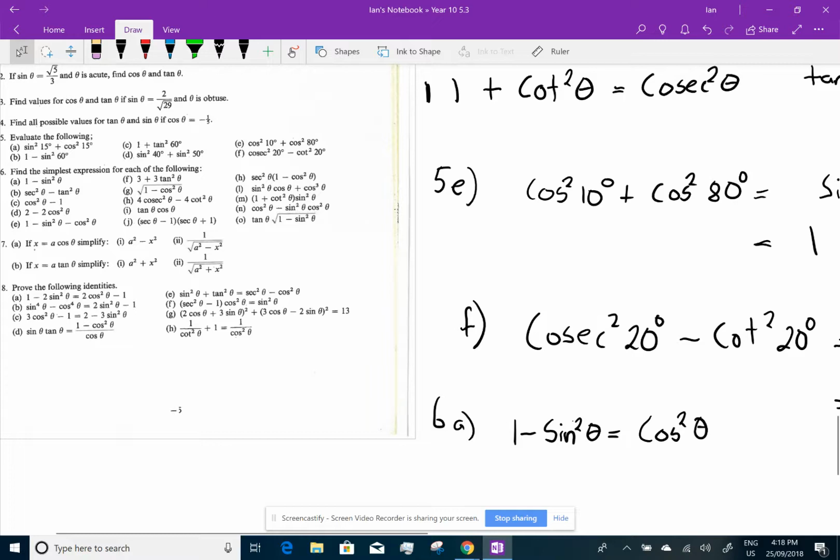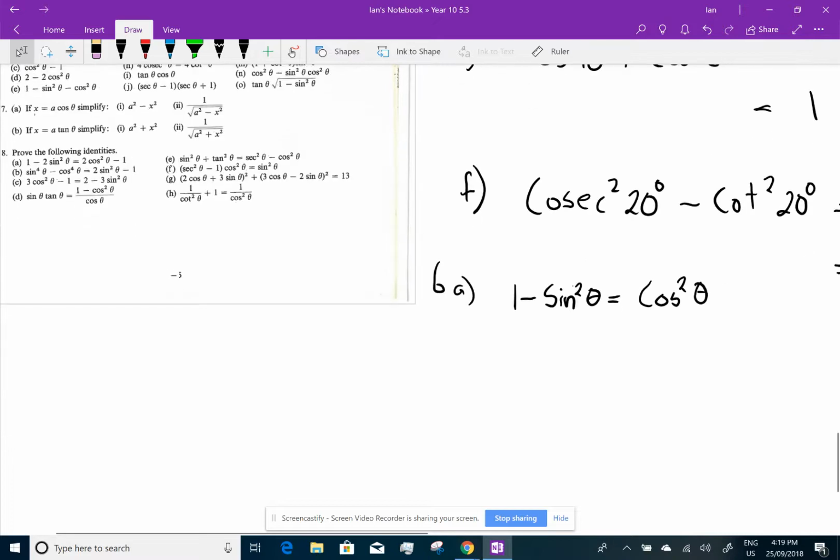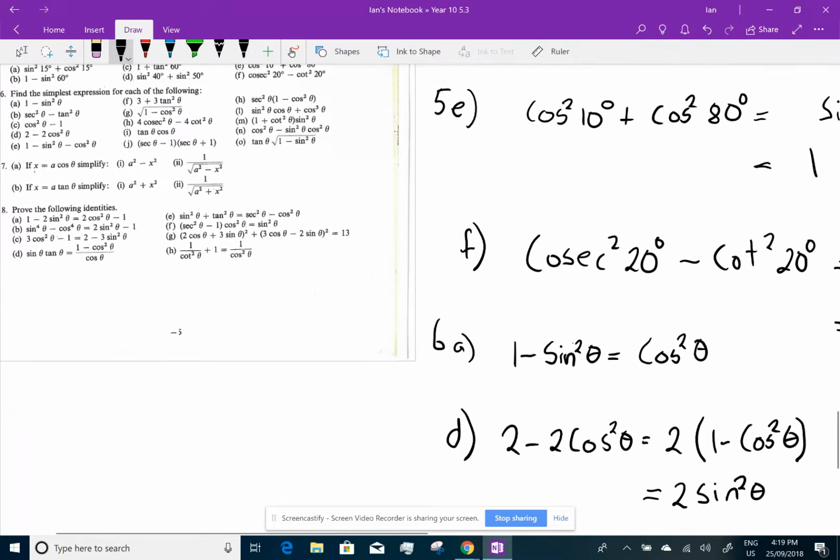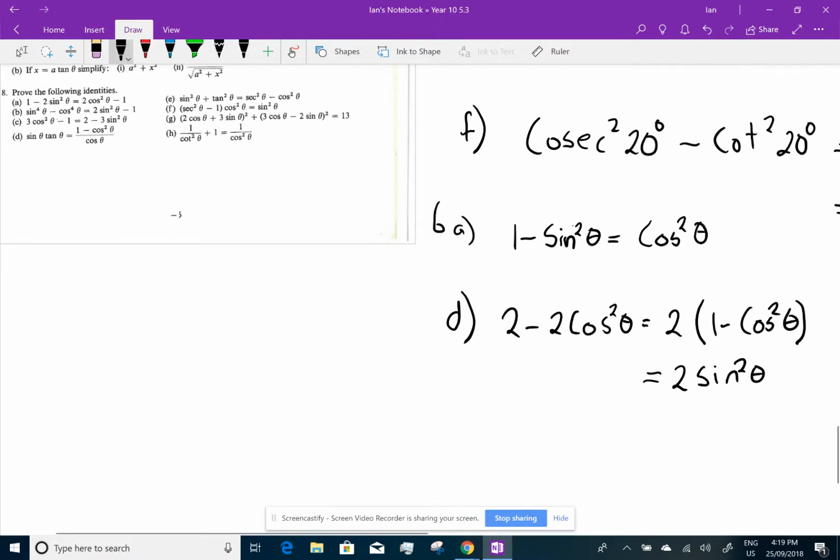Let's just go across. Let's take D. And what have I got? 2 minus 2 cos squared theta. Well, let's factorise out the 2, and I get 1 minus cos squared theta. And 1 minus cos squared theta from above is sine squared theta. So 2 sine squared theta. And there's D. Let's try F, which is similar.